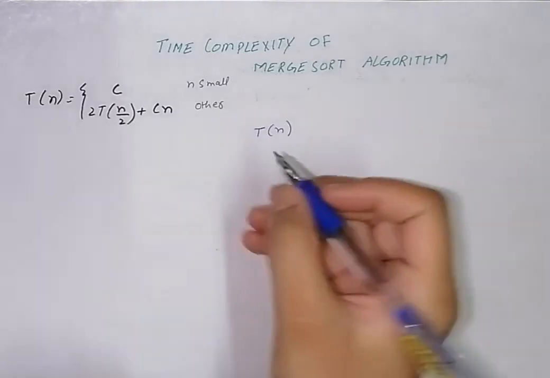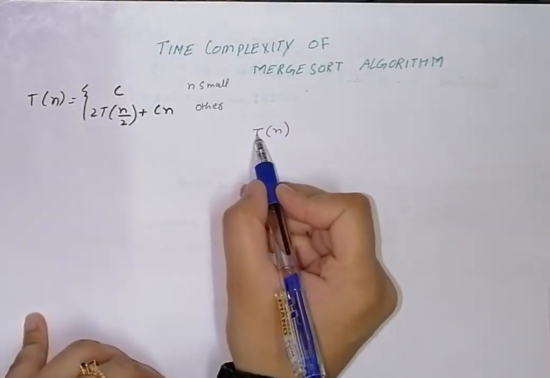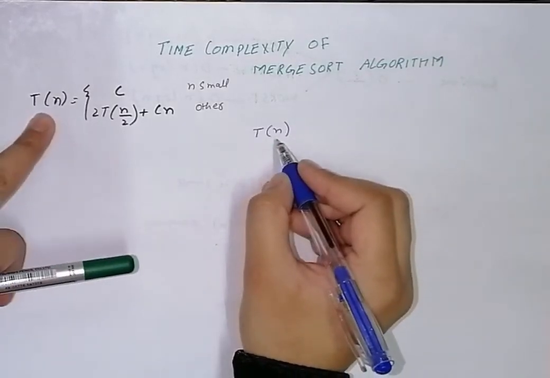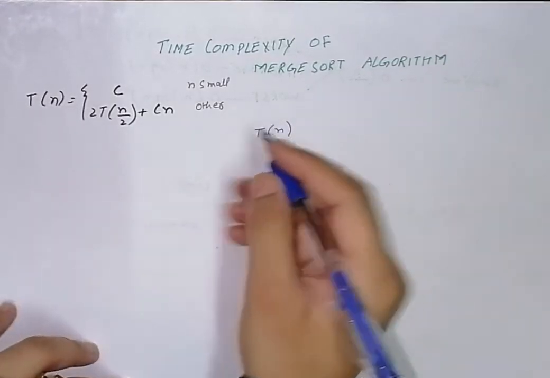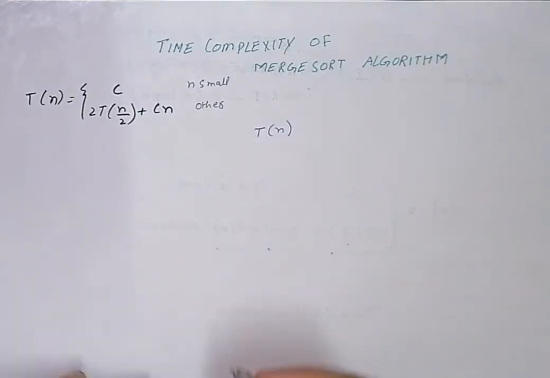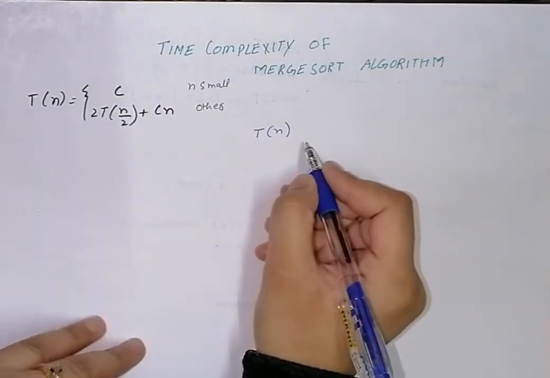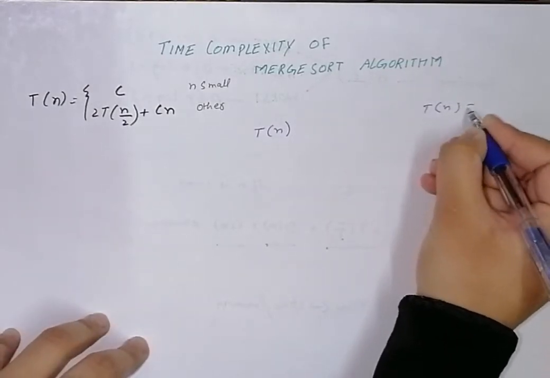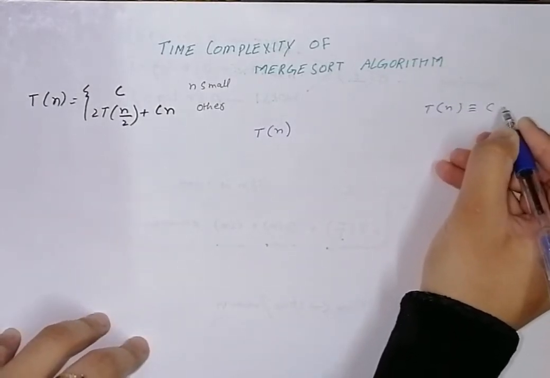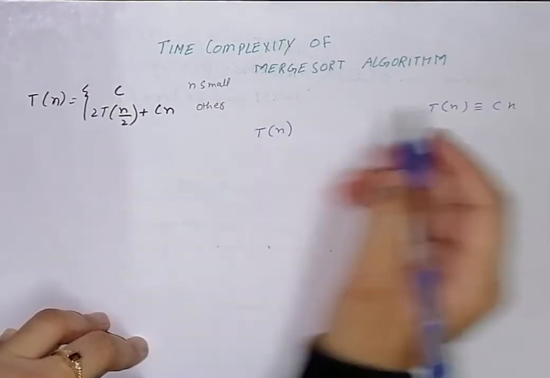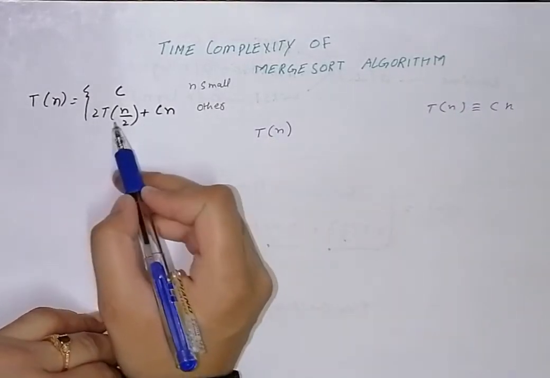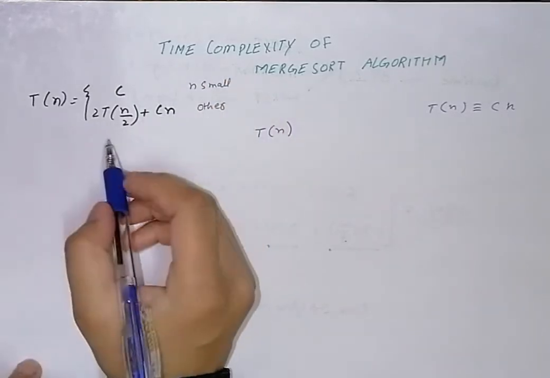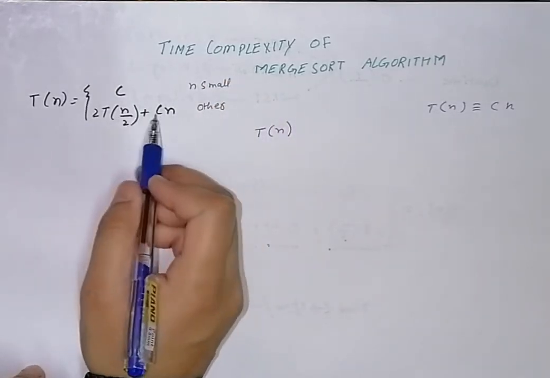So I'll replace this T of n with C of n. Let's say this is T of n, my cost of the overall merge sort function, and at every iteration it is equivalent to C of n. So if I write it here, at every level T of n is equivalent to C of n. Before going into further detail, we must first understand what this equation states.